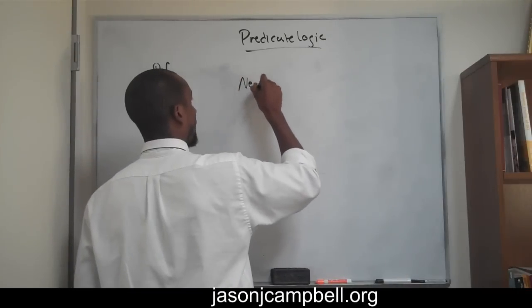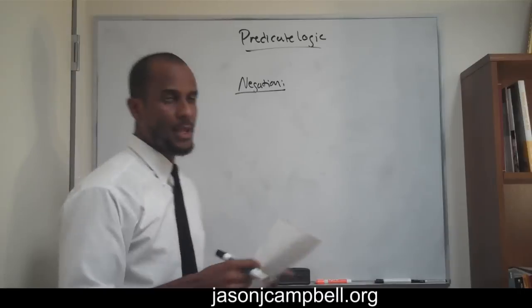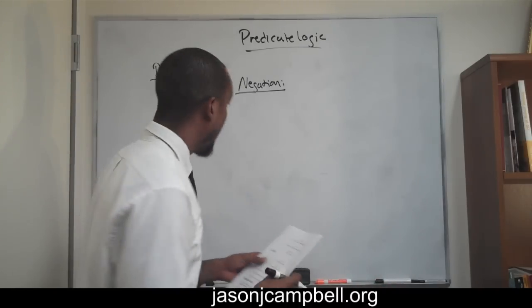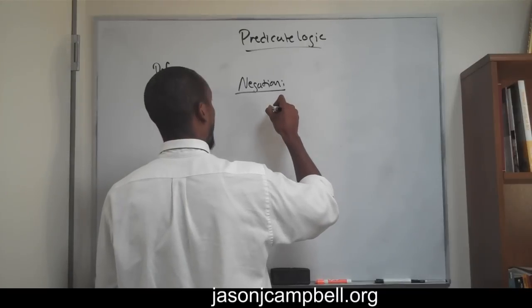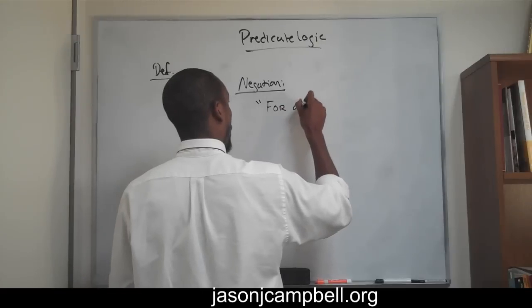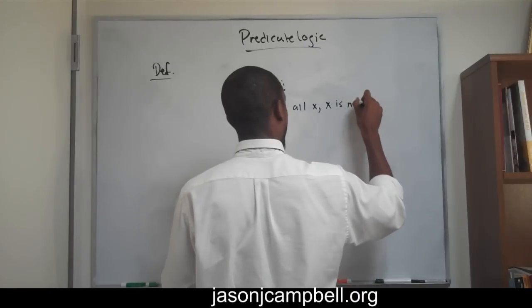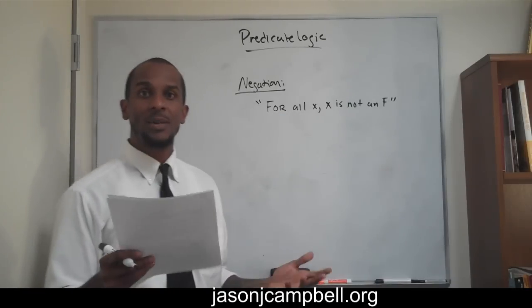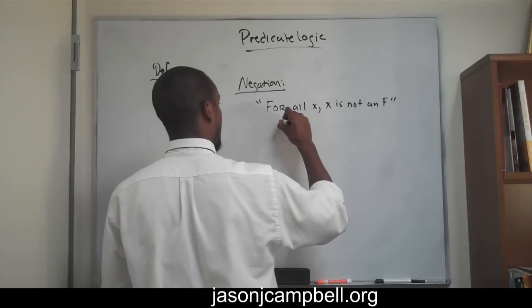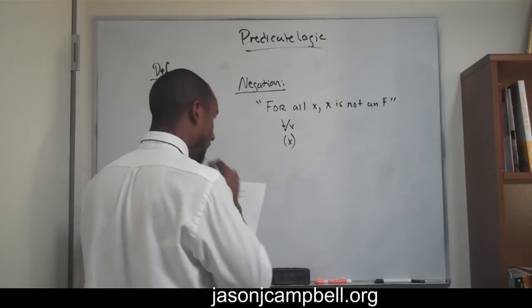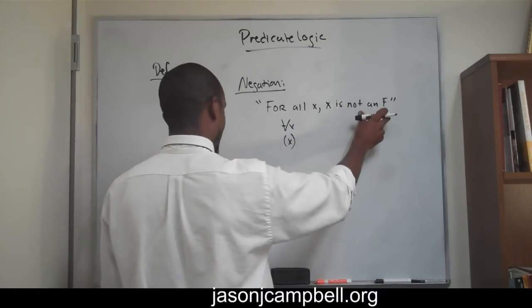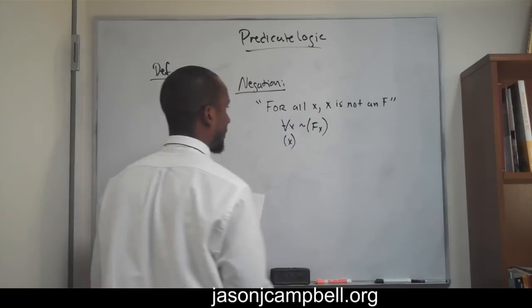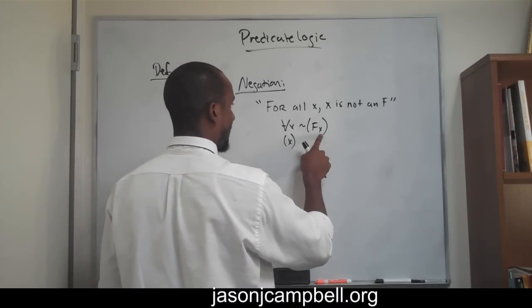Next is the negation, which is important. I'm breezing through this because there's a lot of information that's already out there. This is more of a clarification video. For example, imagine we have the claim for all x, x is not an f. The question is, how is that symbolized? We recognize that for all is going to be either this or this. So for all x, x is not an f, what we would do is have, in this case, not an f.